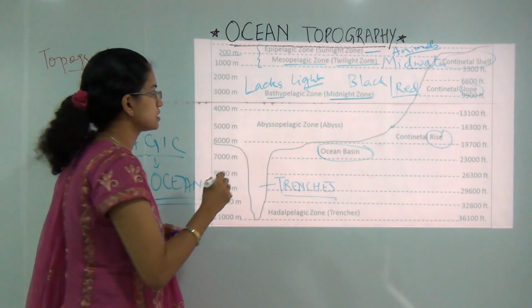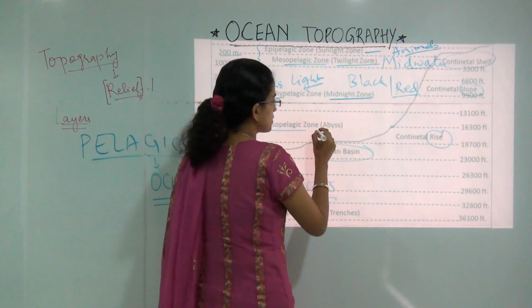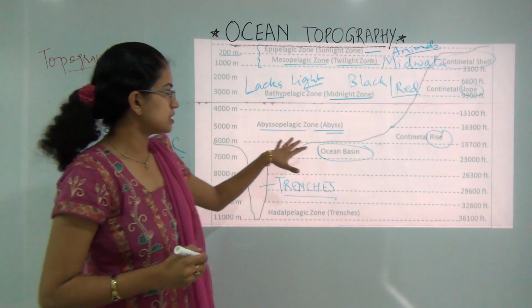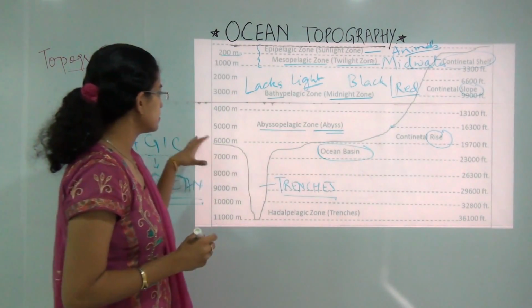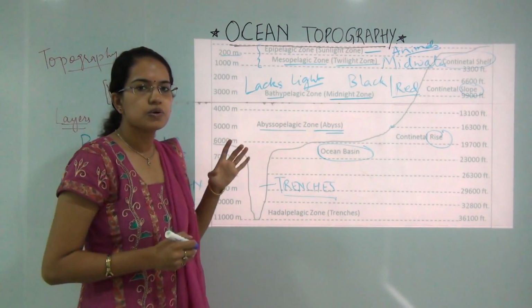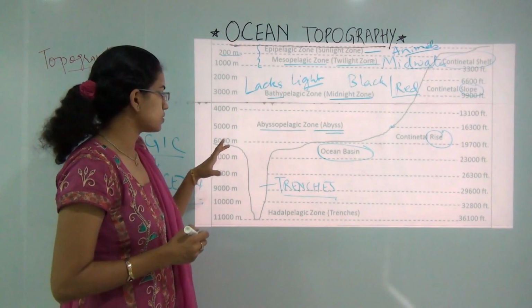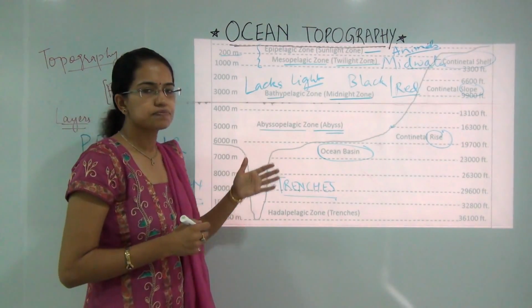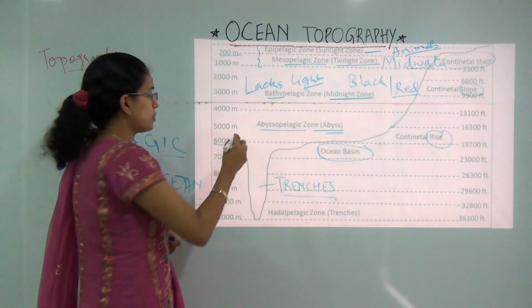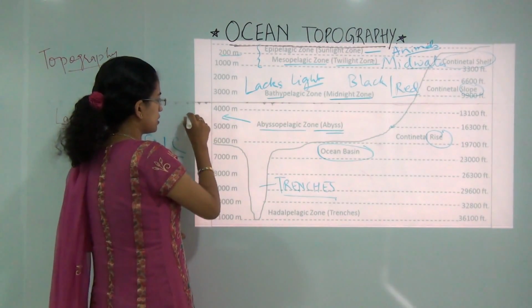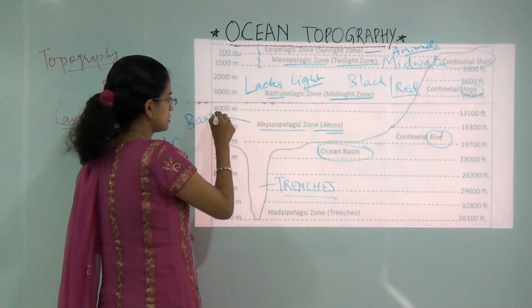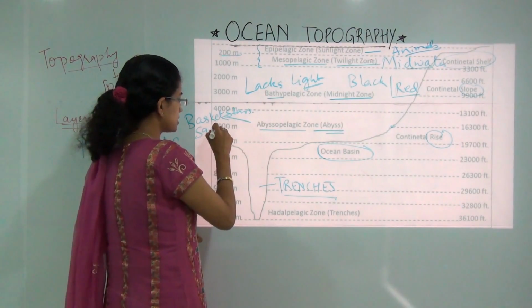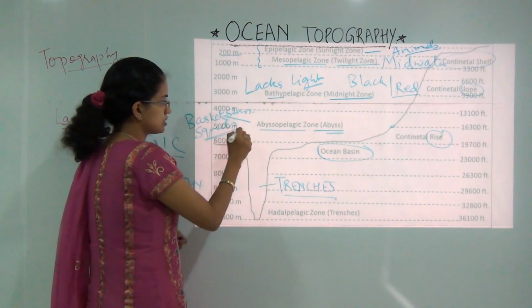The next is the Abyssopelagic zone. It is also known as the Abyss area. This forms the major region for the continental basin, from 4,000 to 6,000 meters deep. The only creatures that are found here are basket stars, and you have small squids that can be found in this region.